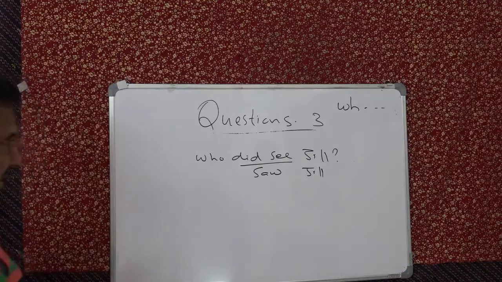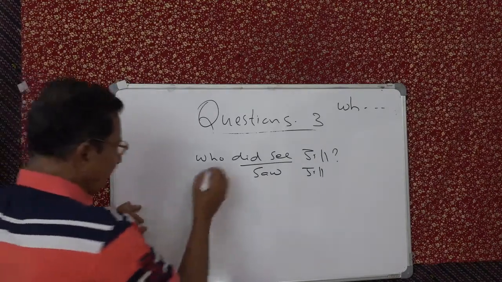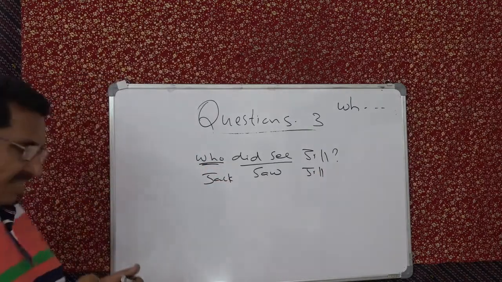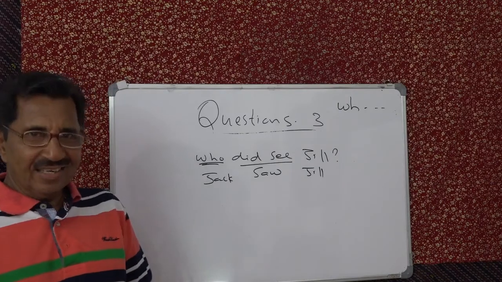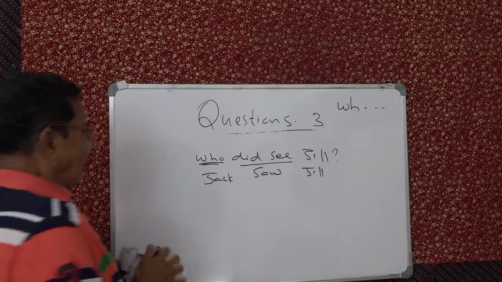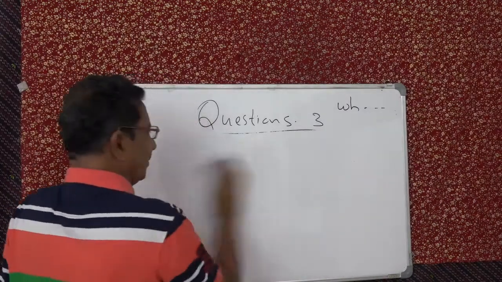Then who did see Jill? Jack. Instead of Jack, it is Jack saw Jill. Understand? And now you have got a doubt, I know, that I will clear without much delay. Okay. So that is how you do.